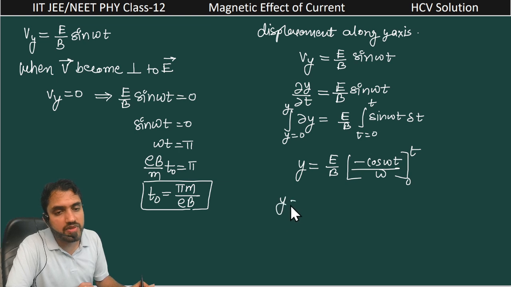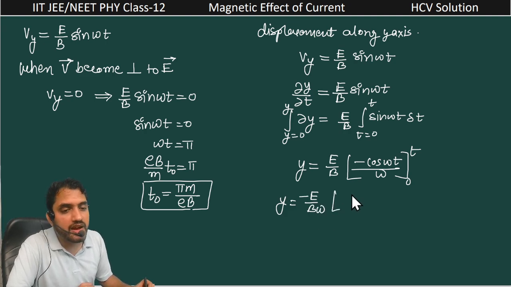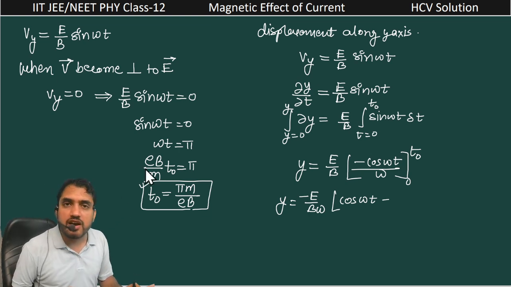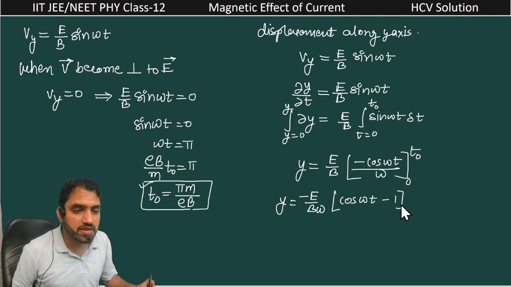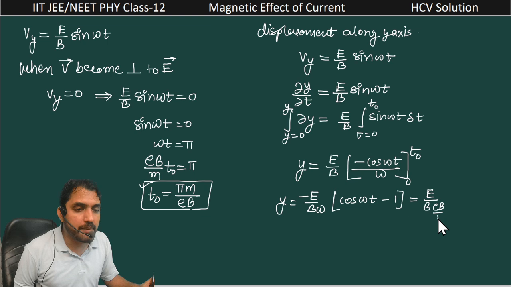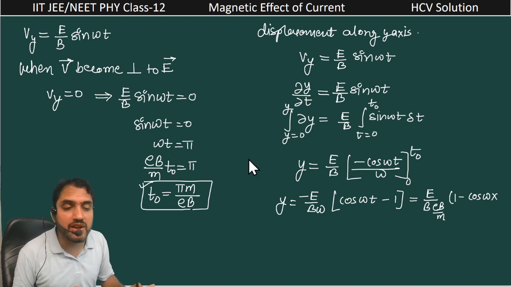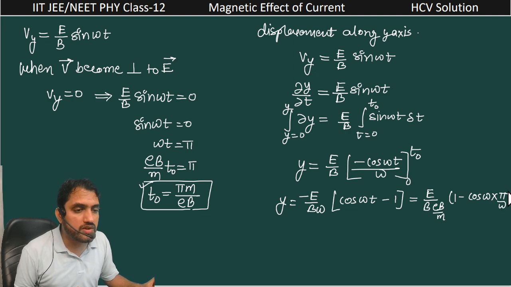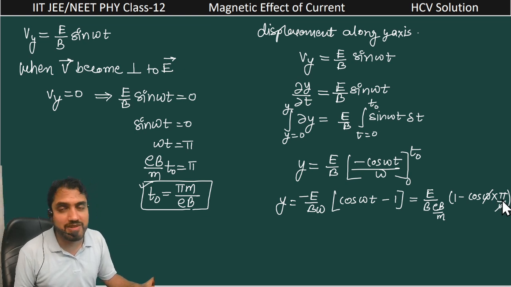So this y component is equal to E by B, minus divided by omega, and cos omega t minus, and this is t naught, that we have already found, after which it becomes perpendicular, minus 1. So it is E divided by B, and what is omega? Omega is equal to eB by m. So E by B into m by eB into 1 minus cos omega into T. What is this T? That is pi by omega. So omega will cancel out, and cos pi will become minus 1.